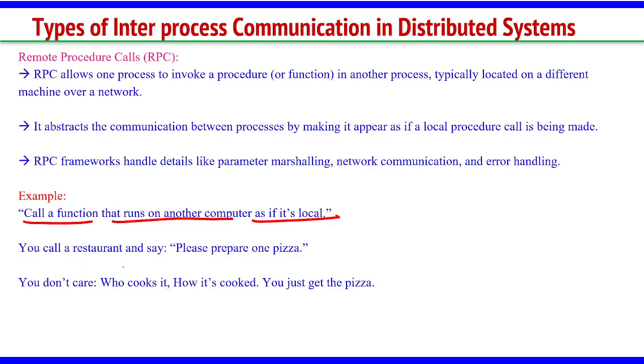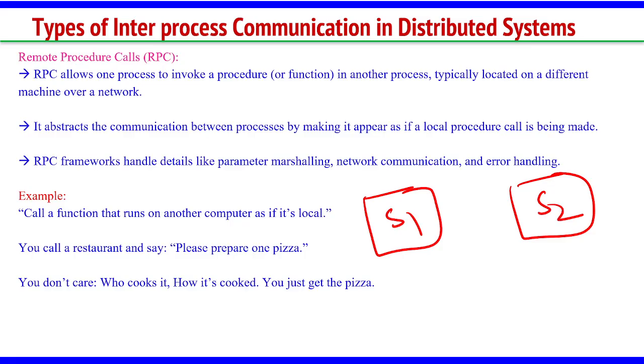Another simple layman example, you call a restaurant and say please prepare one pizza. You don't care who cooks it, how it is cooked, you just get the pizza. You are just calling and saying I want pizza and you get the pizza. You are least worried about who is preparing it and how it is being made, right. So it's the same when we call services. In one system there is one service, in another system there is S2. You are invoking service S2 from S1 as if both are local to each other, right. That is remote procedure call.